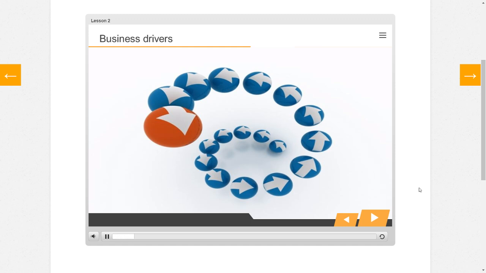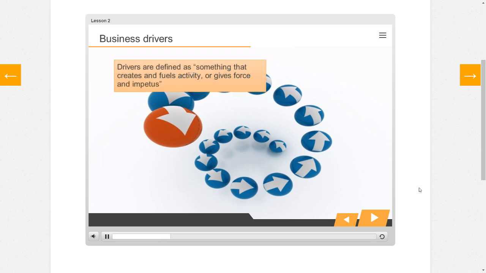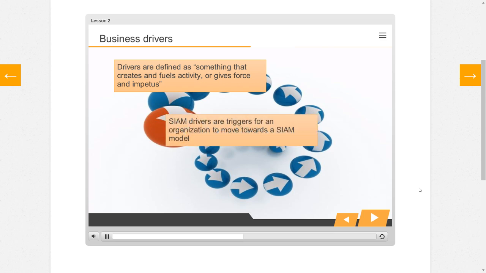Our final topic in this lesson is the business drivers for SIAM. Drivers are defined as something that creates and fuels activity, or gives force and impetus. Within the context of SIAM, drivers are triggers for an organization to start considering a transformation towards a SIAM model. These drivers and the benefit groups we looked at in the previous exercise all contribute to the SIAM business case for an organization.